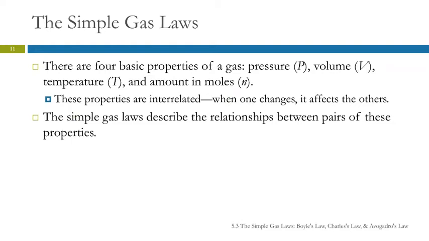So these properties are interrelated. If you change one, then one or more of the others is going to change as well. The simple gas laws describe relationships between pairs of these properties. So they are simple gas laws because they only consider 2 properties at a time. So you can look at the relationship between pressure and volume, or between amount of moles and pressure, or between temperature and volume. Just looking at 2 things instead of all 4 of them at the same time.